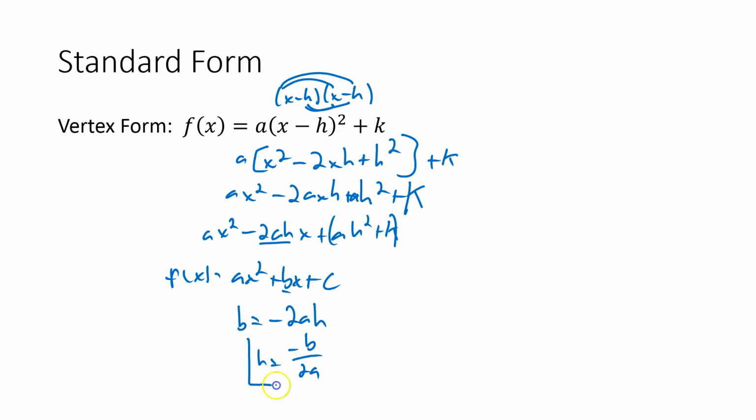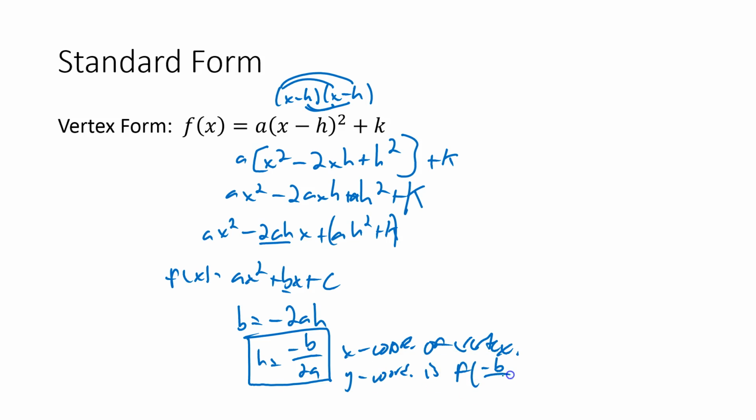Now you may have seen this before. This is the x-coordinate of the vertex. So if we have something written in standard form, we're going to be able to find that by just looking at it. And then if you want the y-coordinate, some people say, well, you could take this ah squared plus k, but to get the y-coordinate, I would just plug it into the function. So the y-coordinate is going to be f of negative b over 2a. That's not so hard.